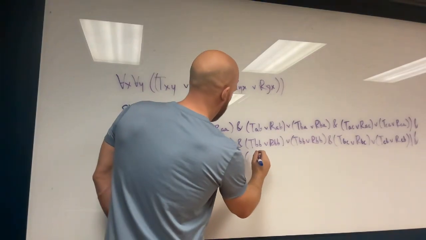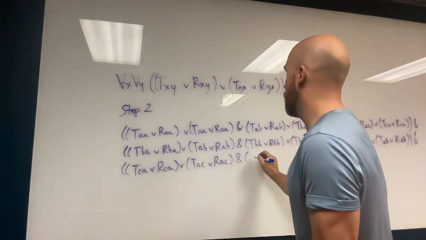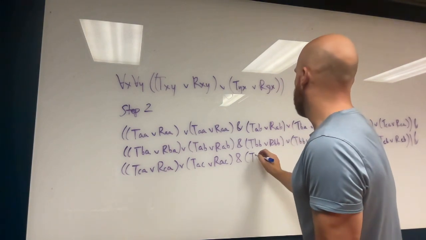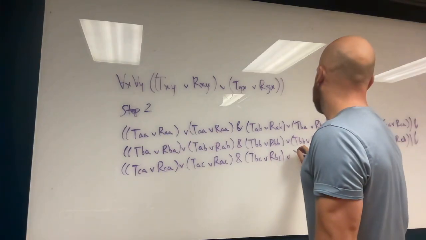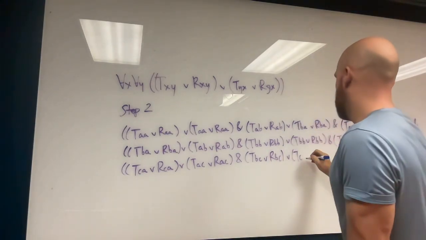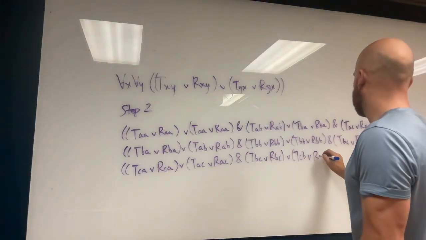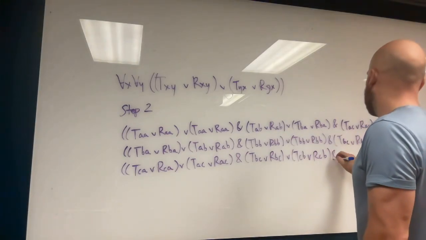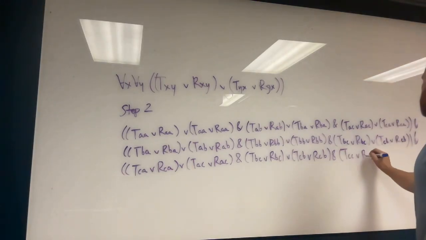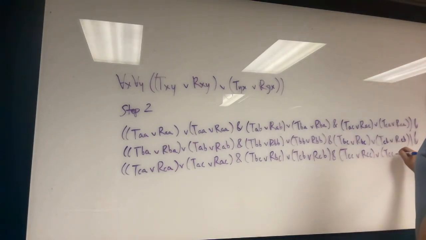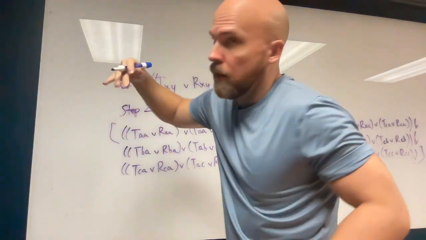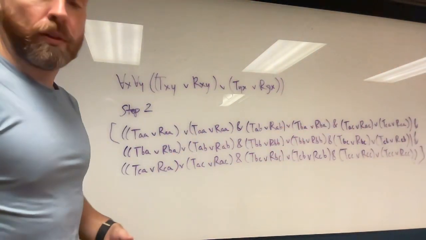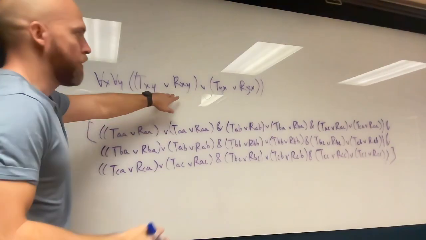RAC, and what we have here, since we're getting rid of the y's, is going to be TBC or RBC or TCB or RCB and TCC or RCC or TCC or RCC. Boom. And now bunch all those up. And this is going to be the full expansion of this expression in this domain.